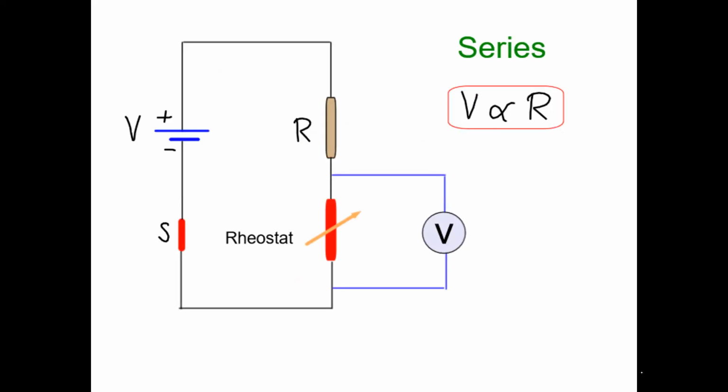Now I move to my next concept. Now I have called a rheostat and I have attached it in a potential divider circuit. Remember, it is a series circuit. In a series circuit, voltage and resistance are directly proportional. You have to copy this screen.